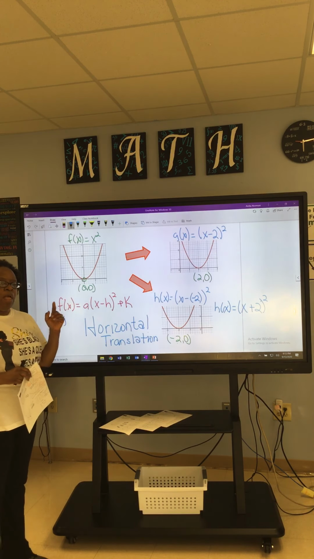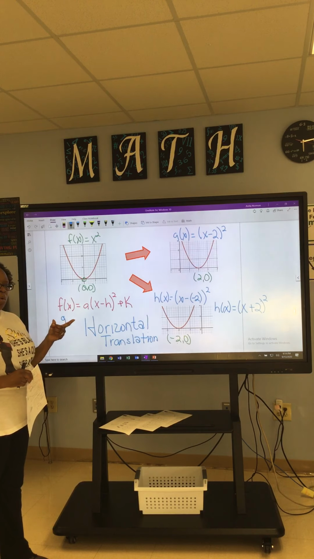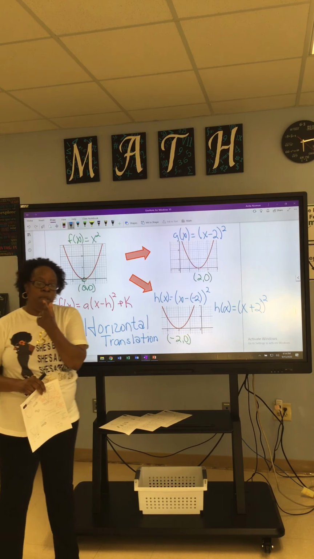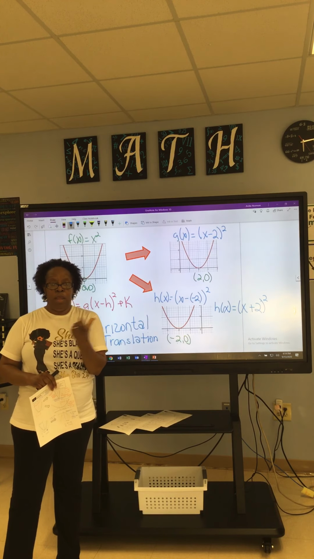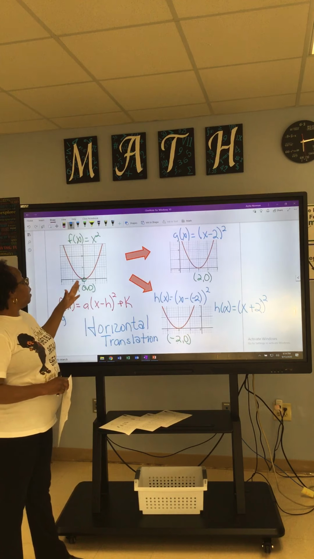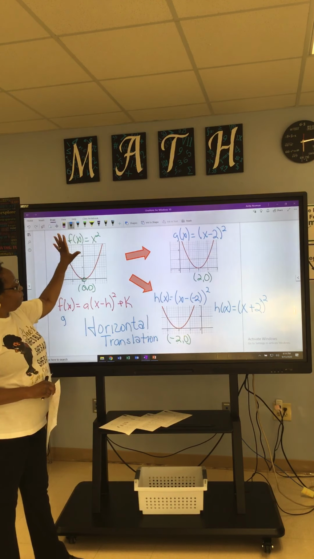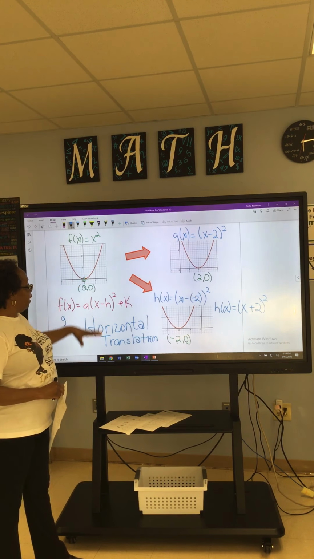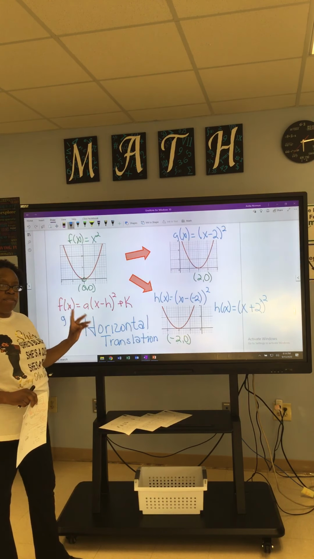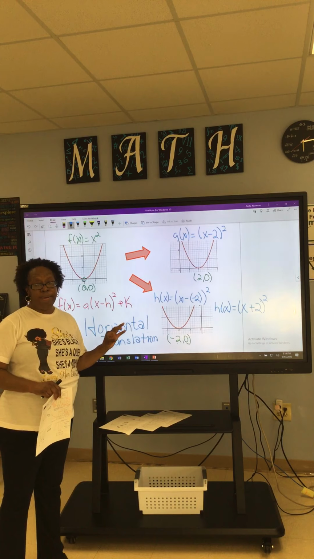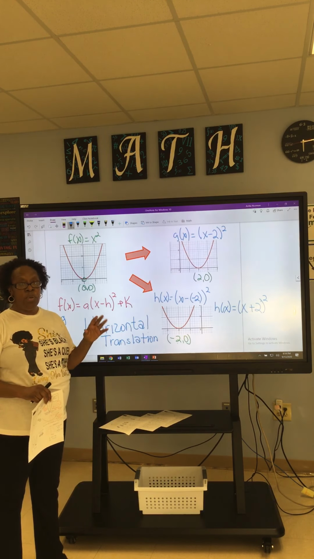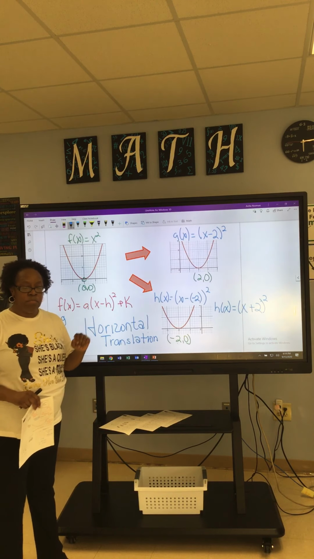So we learned about our parent function. We learned about a stretch, a shrink, a flip when a is negative. Then we looked at a shift up and a shift down, and now we looked at a shift to the right and one to the left. Go back over these and study these. When you do your activities and your work online, rewatch the video if you need to. Do well. See you next time.